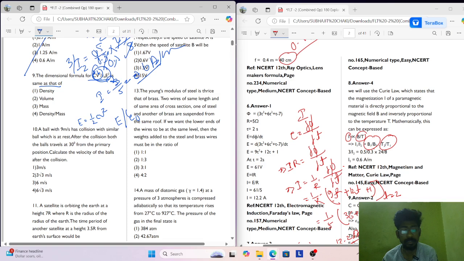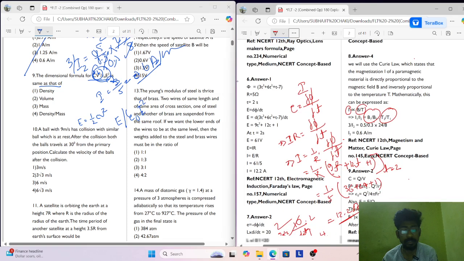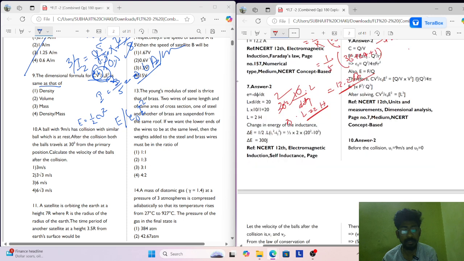Epsilon E square. This is the electric field, this is energy. Energy formula is ML squared T to the minus 2. And epsilon, what is epsilon? How to calculate the dimension of epsilon? From Coulomb's law, you can calculate this.